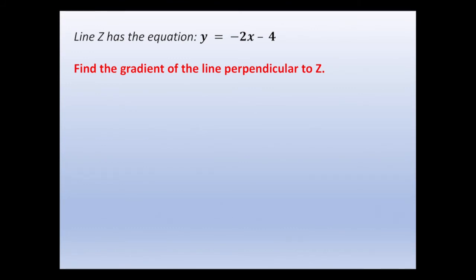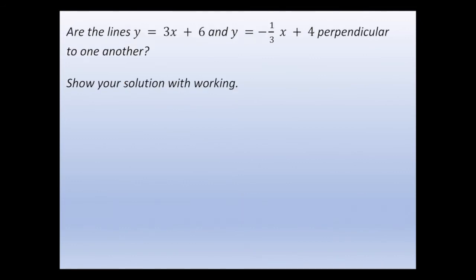Alright, I would like you to try this question. Pause the video for a while. You need to find the gradient of the line perpendicular to Z. You know that M1 is minus 2. So M2 is minus 1 over M1, which is minus 1 over minus 2. Therefore, it's actually plus 2. You've found the gradient of the line perpendicular to Z.